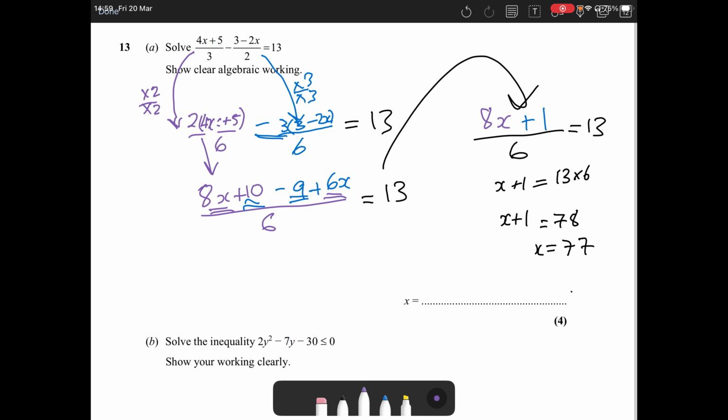8x. So this should have actually been 14x, because 8 plus 6 would have been 14. Okay. So you can divide both sides of this equation by 7. 2x equals 11, so x is 5.5. My bad, I messed up there.